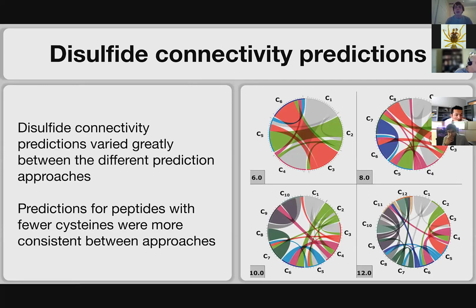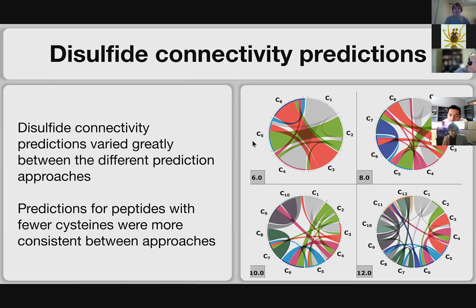All right, and so this is a summary of the disulfide connectivity predictions. This is for the ICKs that only had 6 cysteines. You read this as cysteine 1, 2, 3, 4, 5, 6, and so on. This summarizes all of the predictions for the different approaches. A thick band indicates that most approaches said that those 2 cysteines would be connected, and a thinner band just means fewer approaches did. So for the 6-membered framework, it was pretty clear what the predicted disulfide connectivities would be.